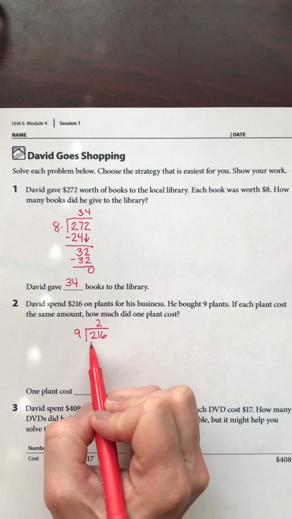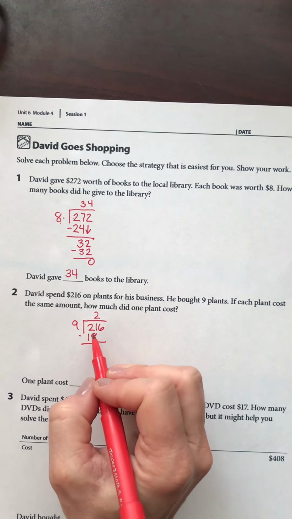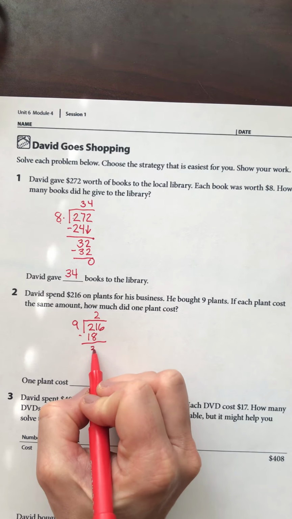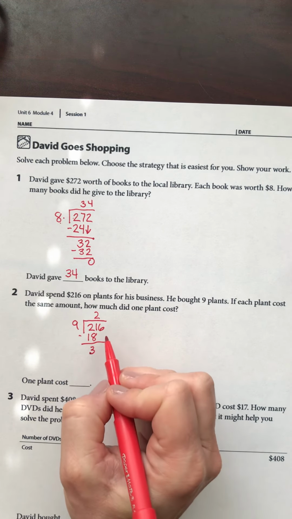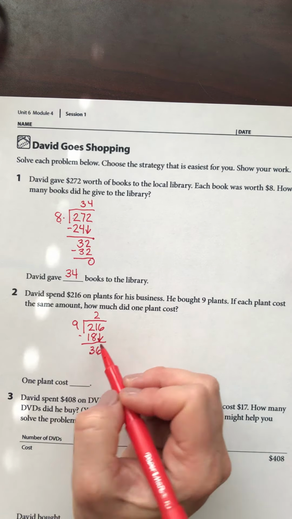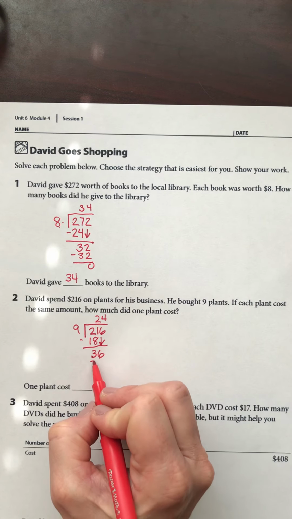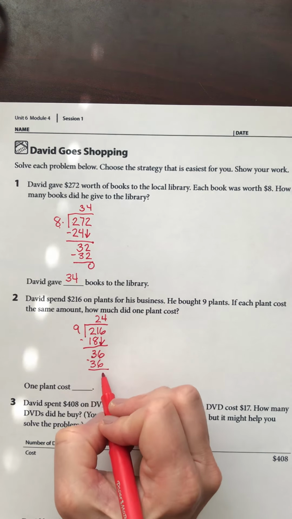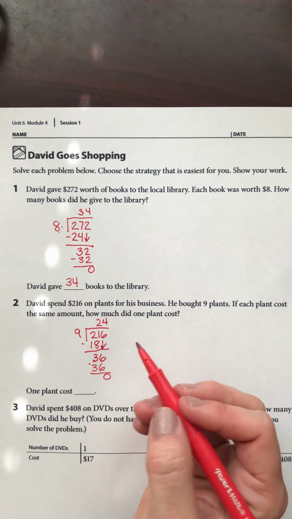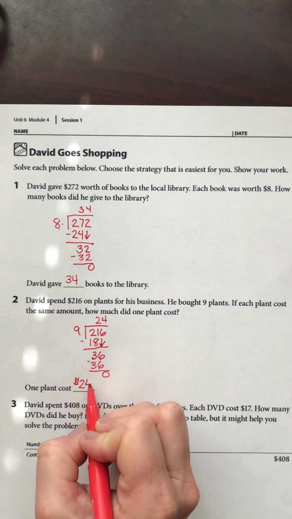9 times 2 is 18. I'm going to subtract. So 21 minus 18 is 3. Bring down the 6. 9 can go into 36 4 even times. 9 times 4 is 36. Subtract that. We're left with 0. So the cost of one plant is $24.